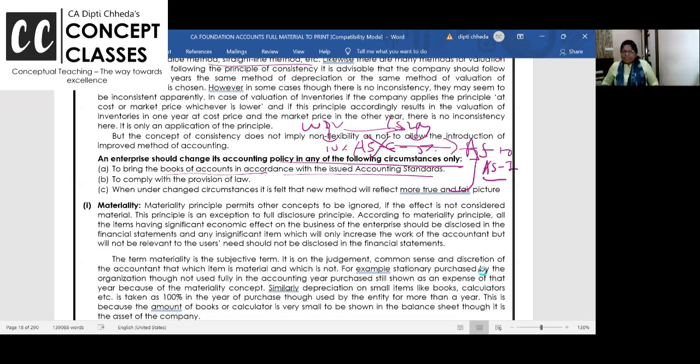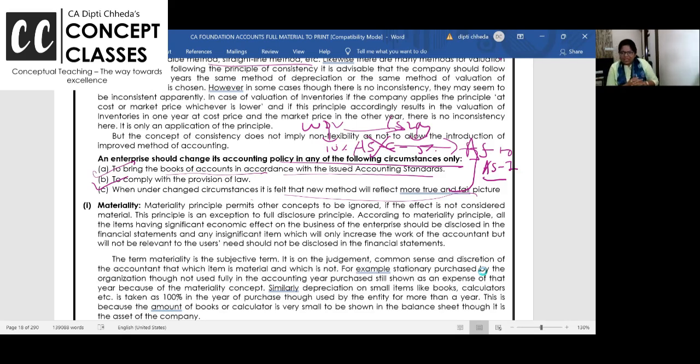Accounting for property, plant and equipment, PPE, including depreciation. So if AS10 says make changes in depreciation, you have to do to comply with the law provisions or better true and fair picture, under the changed circumstances, the new. So what are the 3 reasons wherein you can change the accounting policy? Required by accounting standard, required by law, company law, income tax, whatever, and for better presentation.